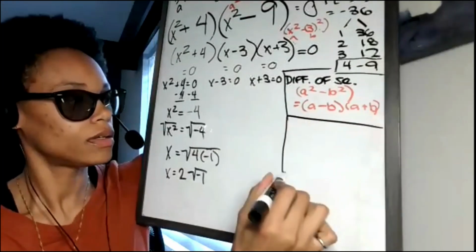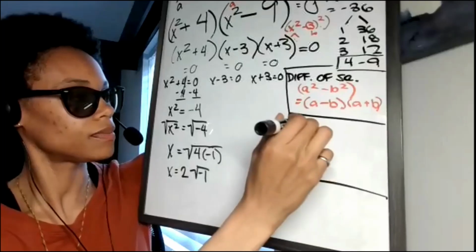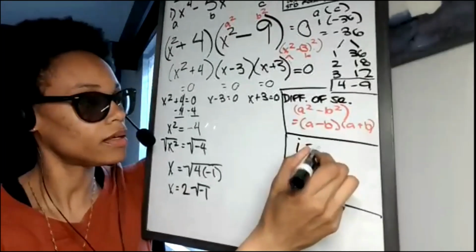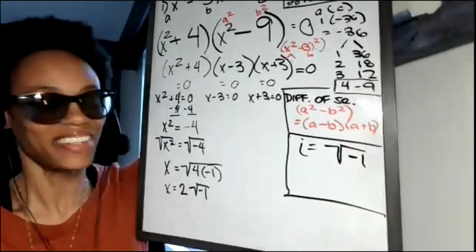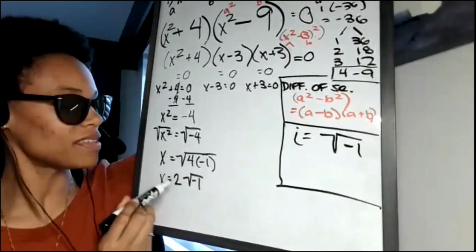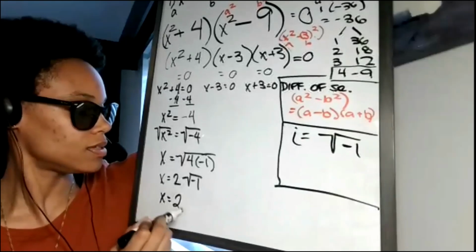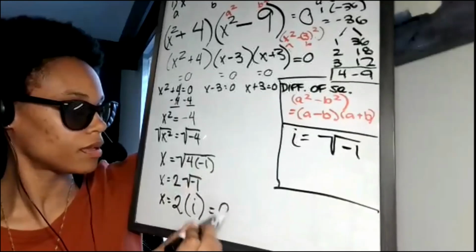So another sidebar for your notes: our imaginary number i equals the square root of -1. So we're not going to leave this as 2 root negative 1. We're going to say x equals 2 times the square root of -1, which we said is i.